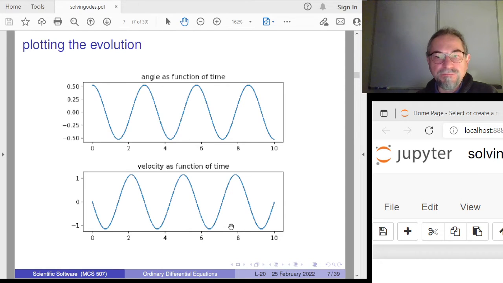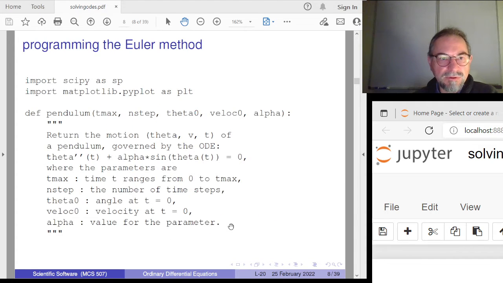There is no friction and there is no damping or forcing. So we have a very simple model, and thus the pendulum goes on forever, swings on forever. We see how the angle evolves and we see how the velocity evolves. Okay, so how do we do this now?